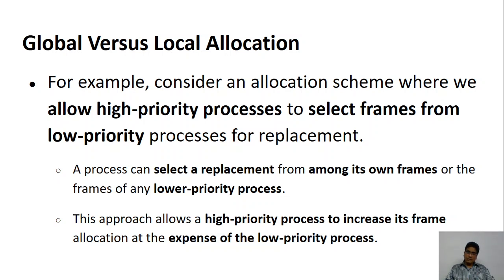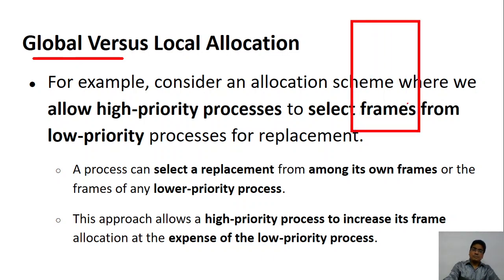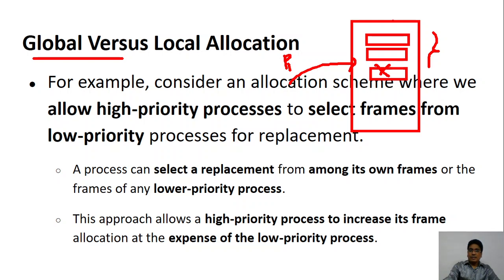So what to do in case of high priority and low priority? Now, when you have the high priority process, you can go for a global replacement. What is the meaning of saying global replacement? Remember, whenever there is a high priority process, we want that process to be completed because it has a higher priority. Now, if you replace its own frames, that is a local replacement, then it may again page fault.